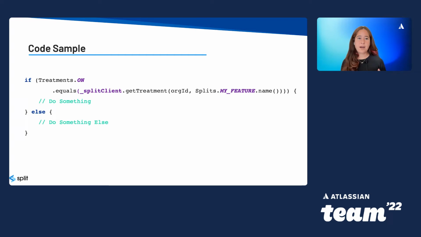So what does this look like? You have a block of code that might look something like this. This is what the Split code might look like in Java. Basically you're checking if the treatment is on, then you're going to do one thing, and then you have a different code block in case it's off.